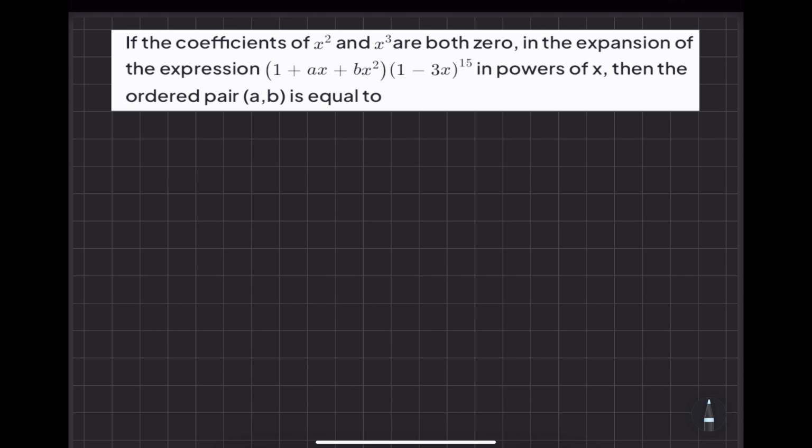So we have this situation. The coefficients of x power 2 and x power 3 are both 0 in the expansion of this in the power of x. Then the ordered pair (a, b) is? Okay, so suppose that we are interested in finding the coefficient of x square.